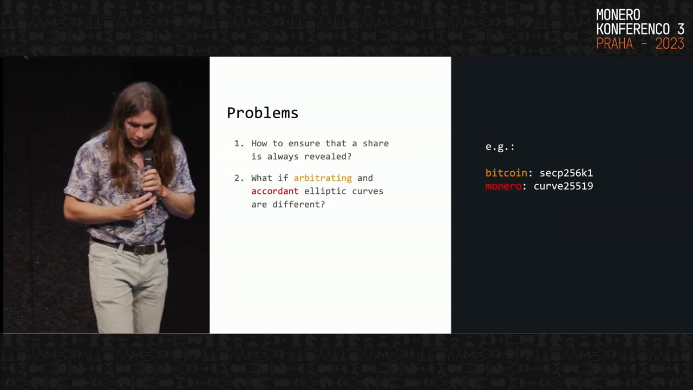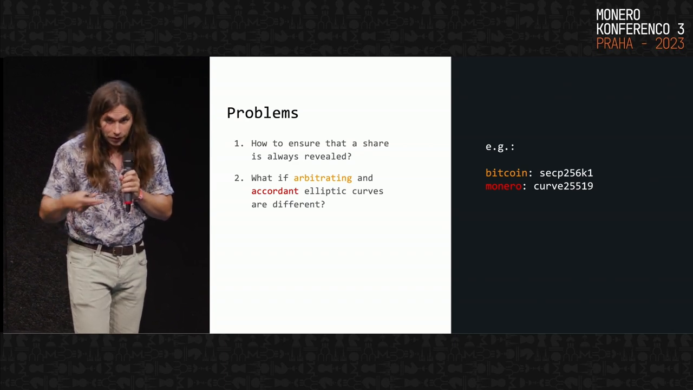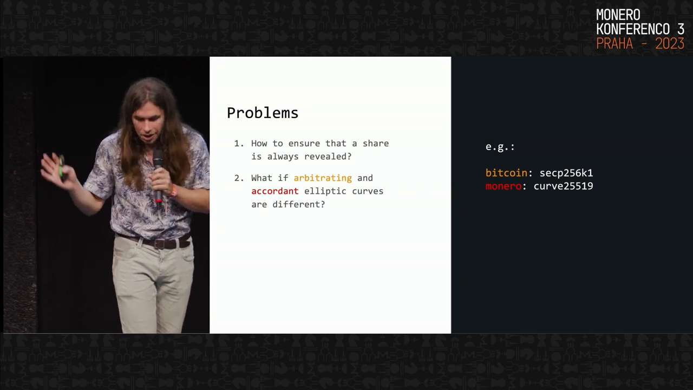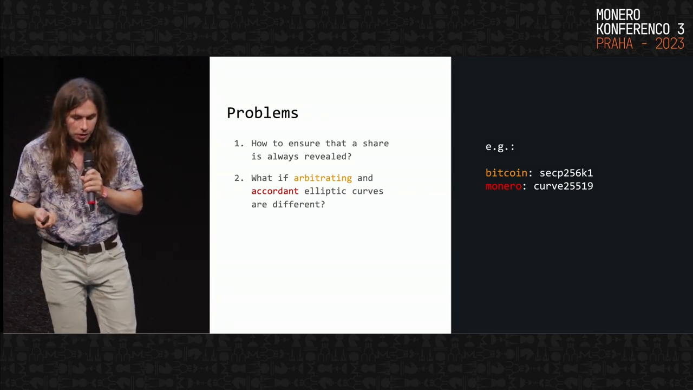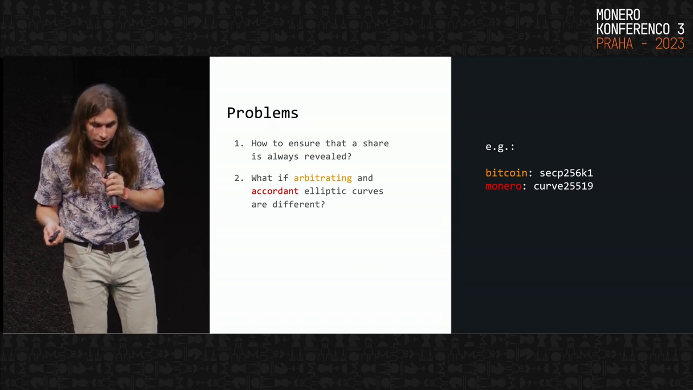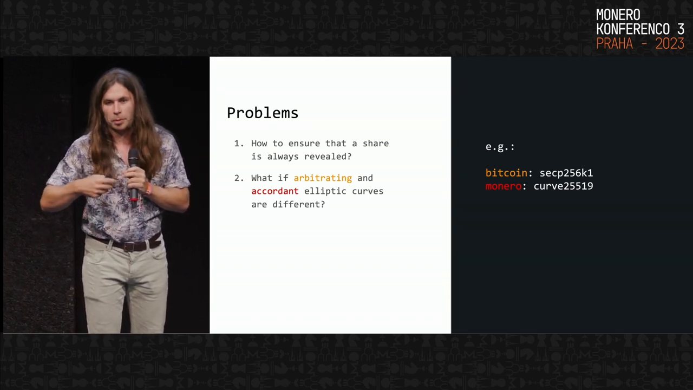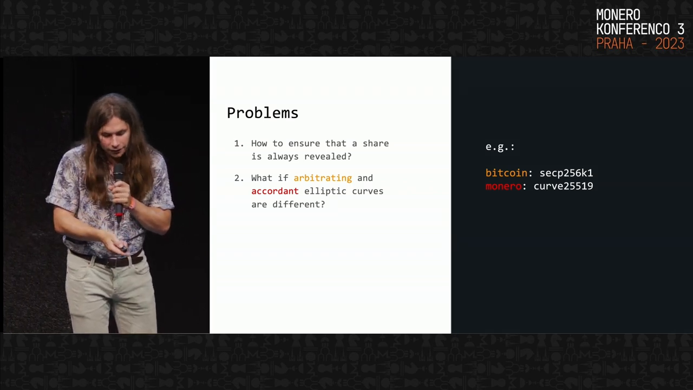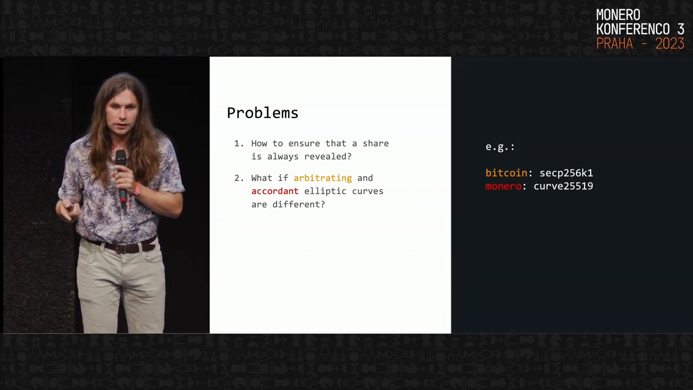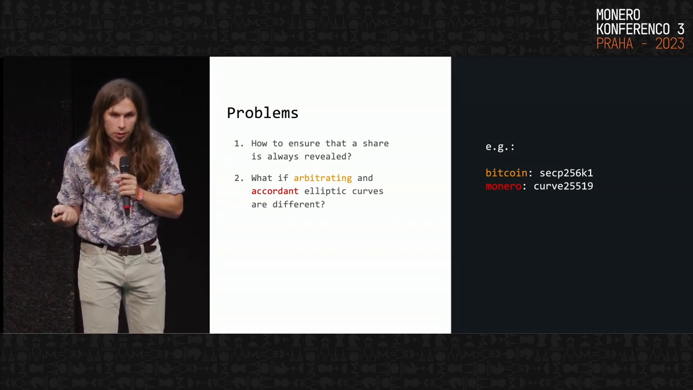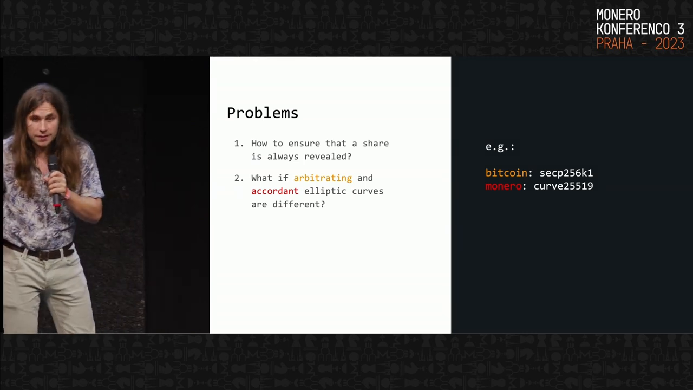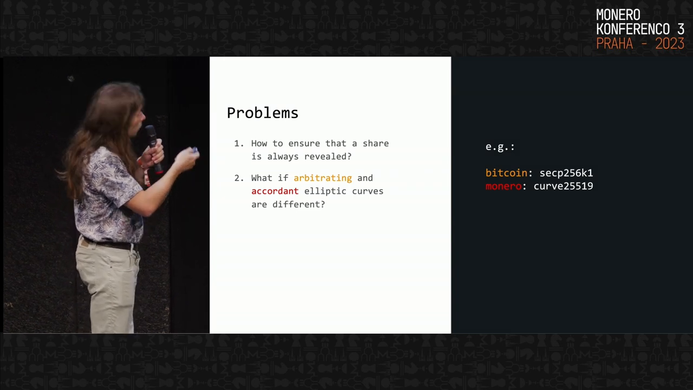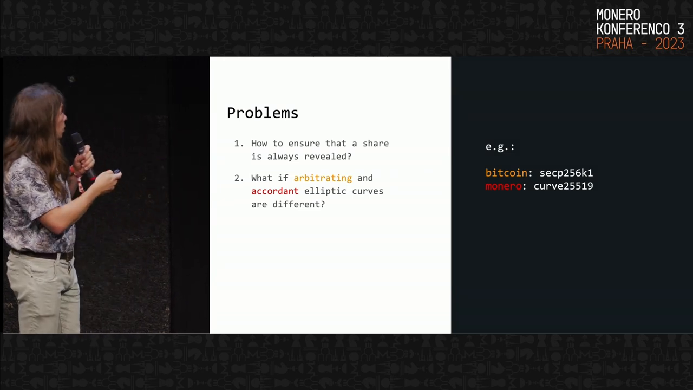So we have a couple of problems that arise when we have one side of the swap that doesn't have many fancy features, like Monero in this case, where we can just see the transactions. So firstly, how do we ensure that a share is always revealed? We need this because we don't have time locks on Monero, or they've been deprecated. And what if the arbitrating and the accordant chains are on different elliptic curves, as is the case, for instance, for Bitcoin and Monero? In one case we have secp, and in the other we have curve 25519.